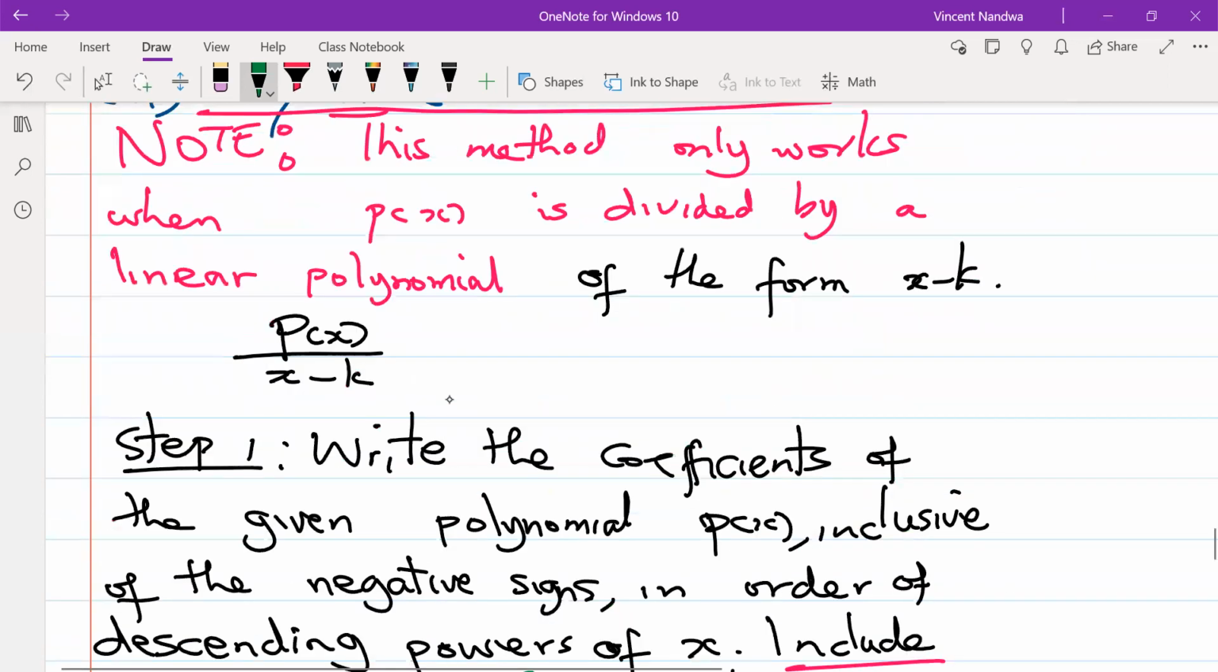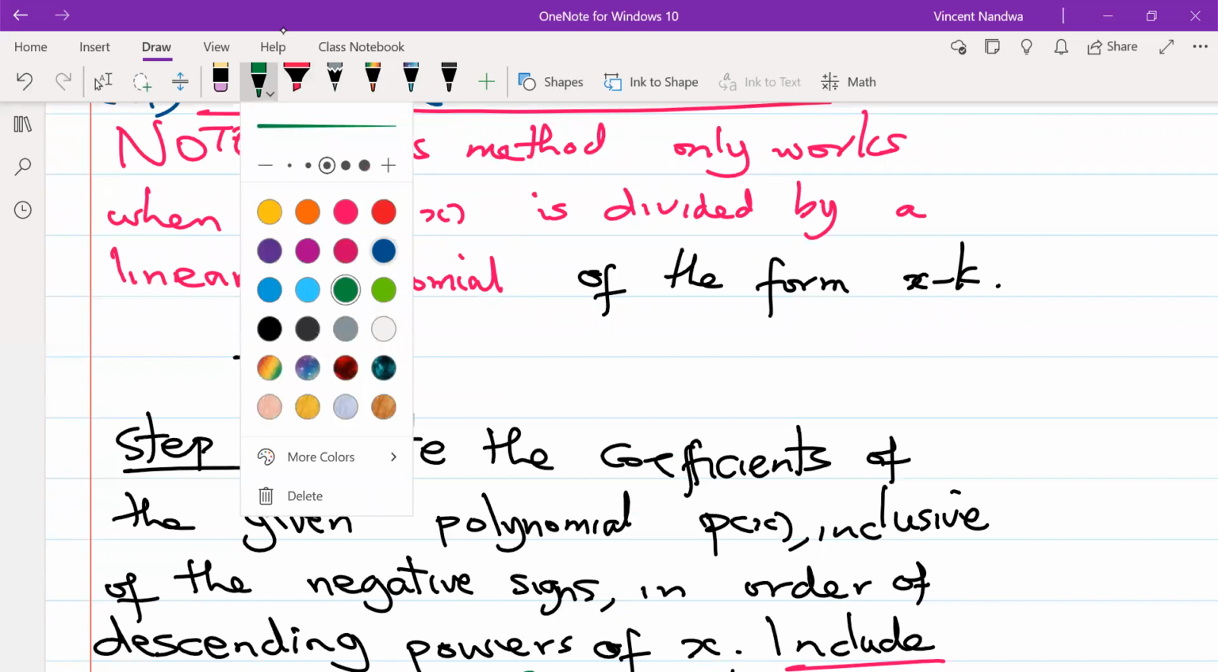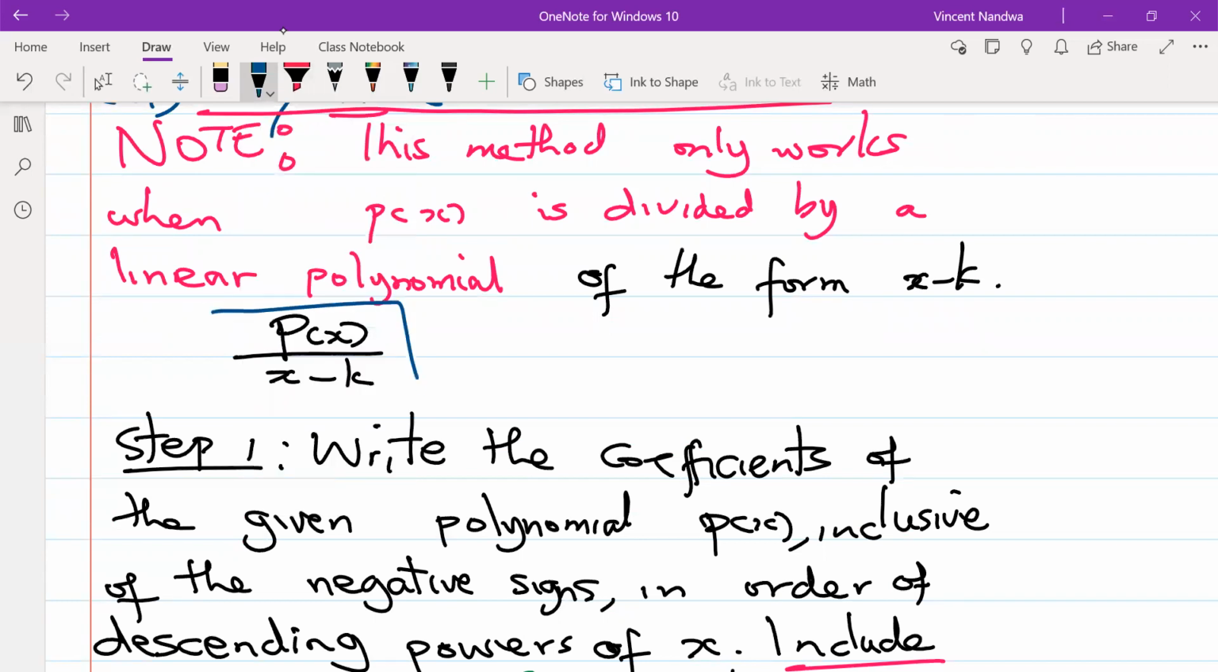Don't forget where we are moving from. We are describing how to carry out this division, p of x over x minus k. And our question is x cubed minus 8 over x minus 2. So if I relate these two, what is the value of k? K is 2, not negative 2.